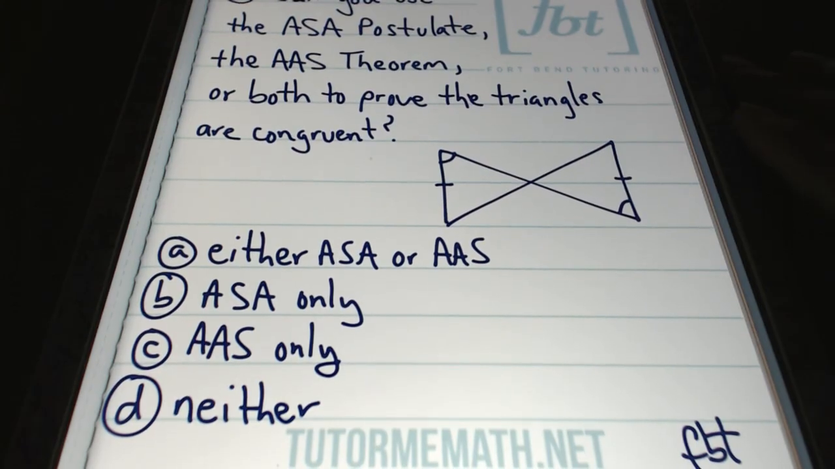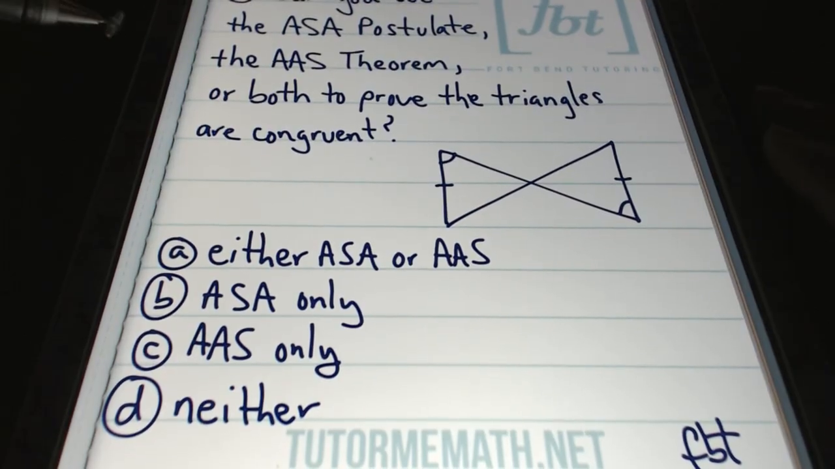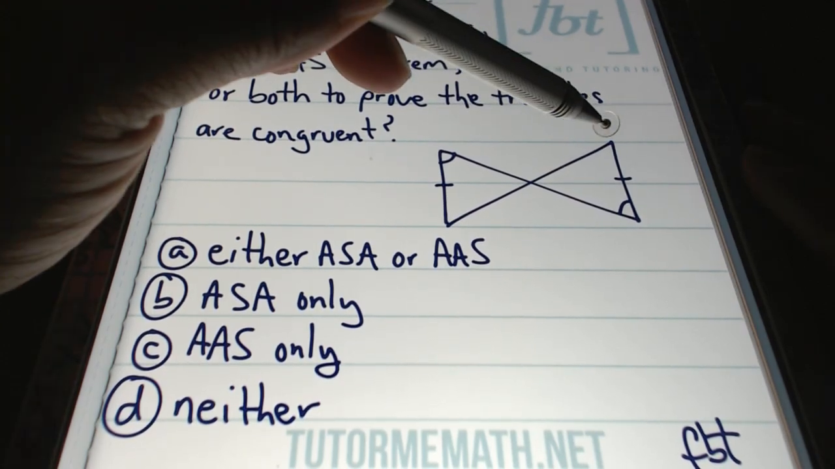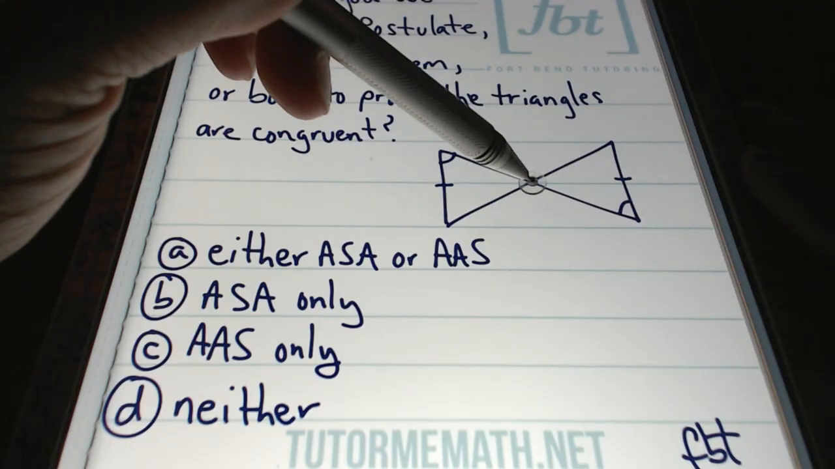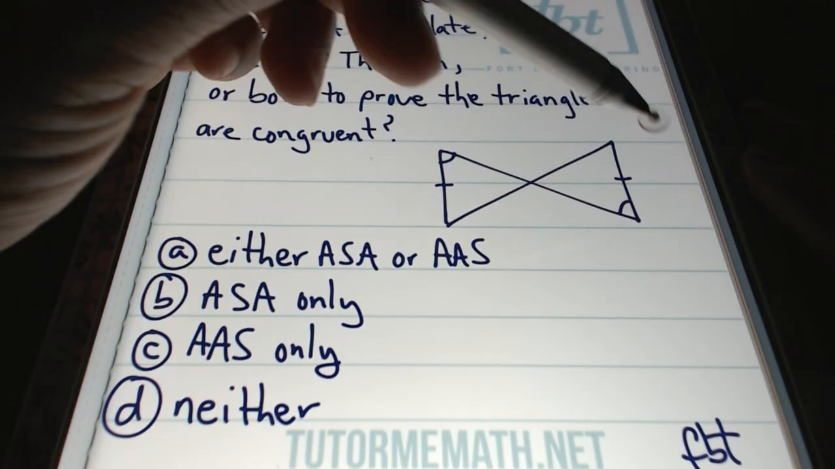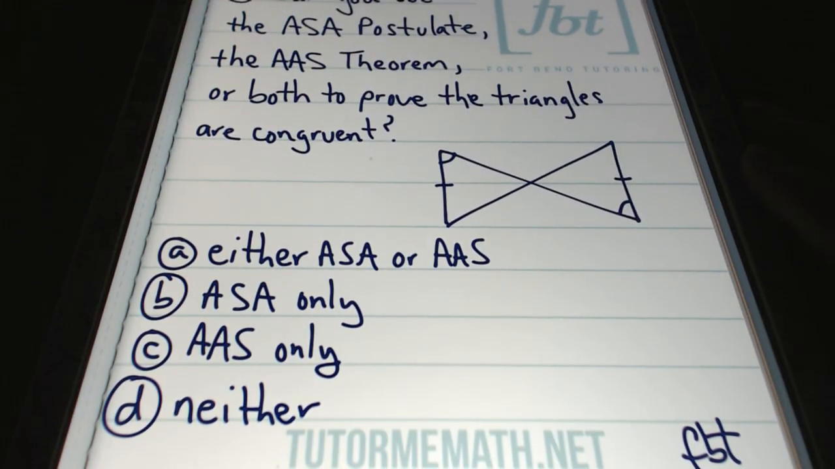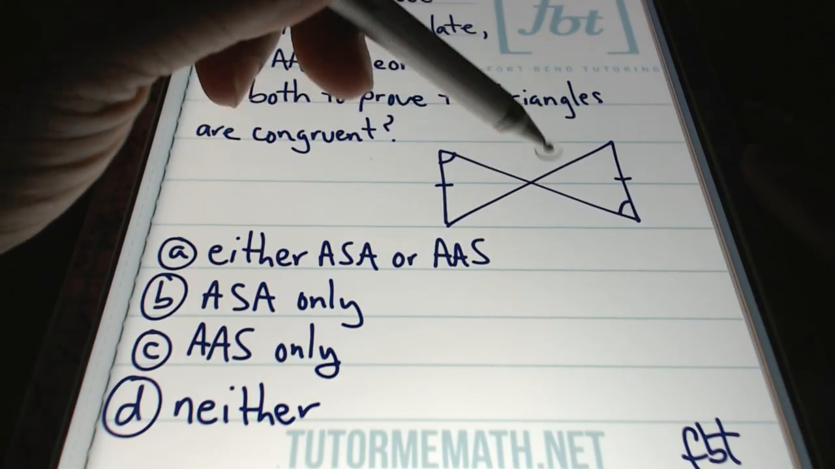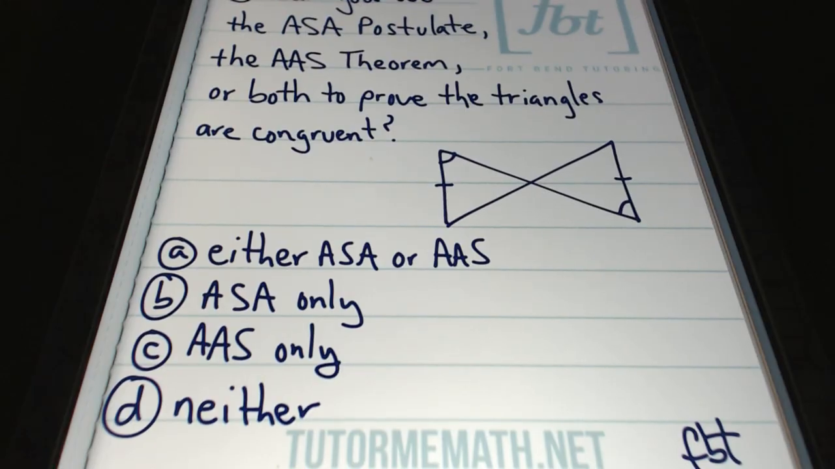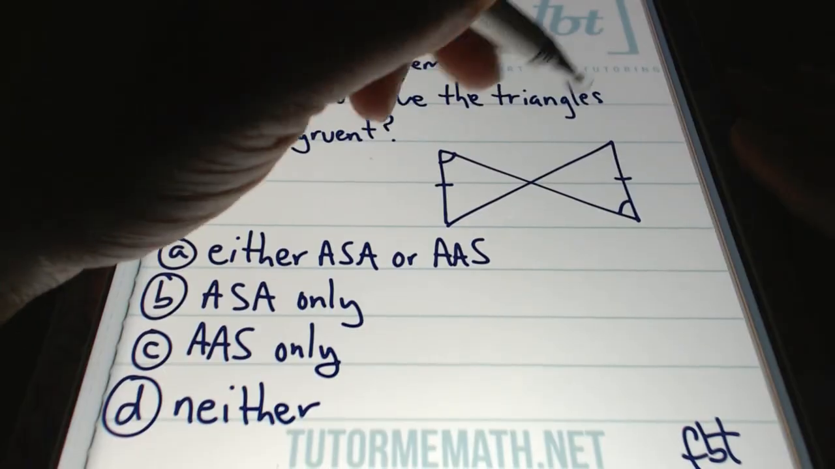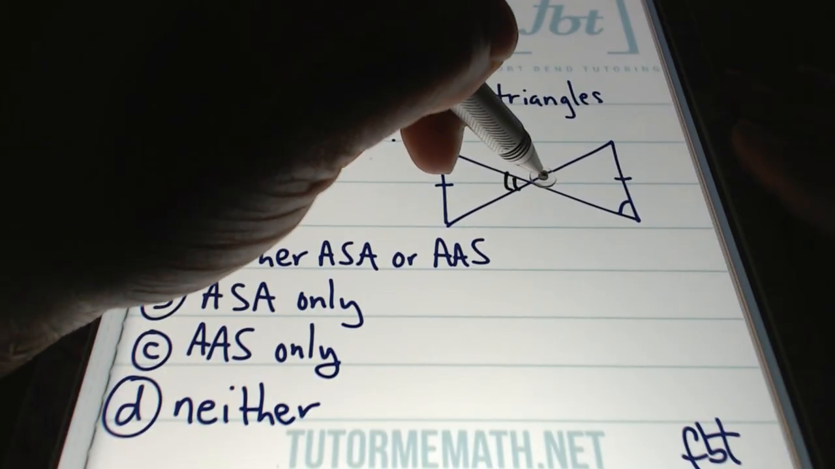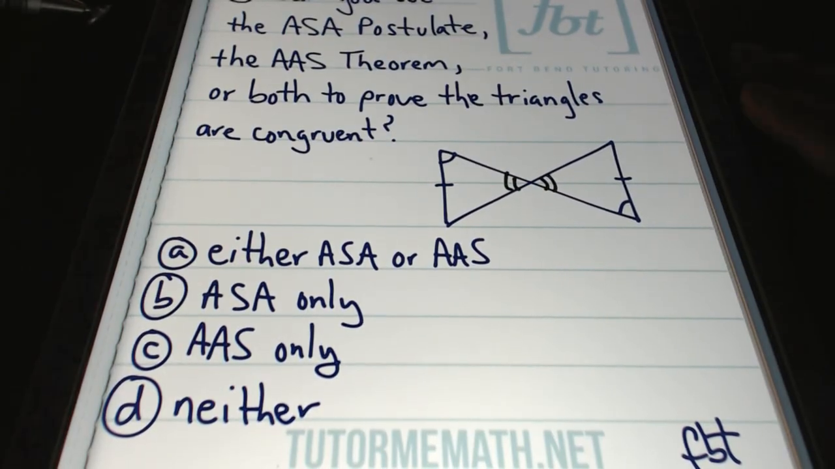Let's see. Well, what I want to do, guys, is I want to go ahead and state what I know to be true about our diagram. Because what I'm looking at here is two triangles sharing a vertex here. And also I'm looking at two line segments that are intersecting, correct? And anytime you have two line segments that are intersecting, their opposing angles that are created are going to be congruent because these are called vertical angles. So that means that this angle measurement has to be congruent with this angle measurement here.